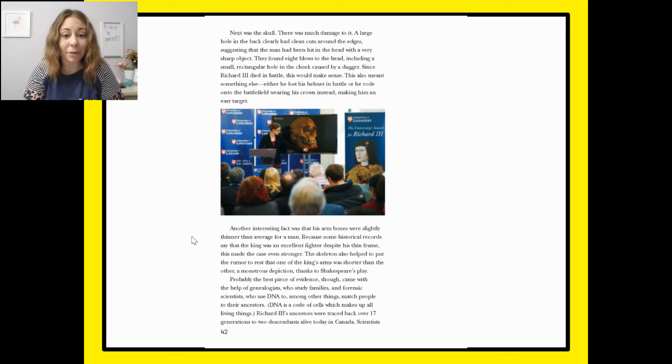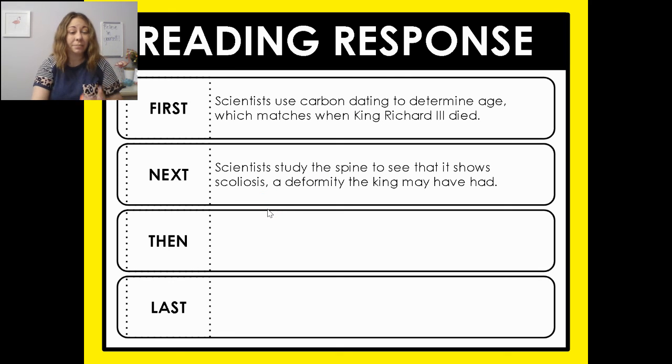And then probably the best piece of evidence, though, came with the help of genealogists who study families and forensic scientists who use DNA, among other things, to match people to their ancestors. DNA is a code of cells, which make up all living things. Richard III's ancestors were traced back over 17 generations to the 2 descendants alive today in Canada, and they found out that it matches.